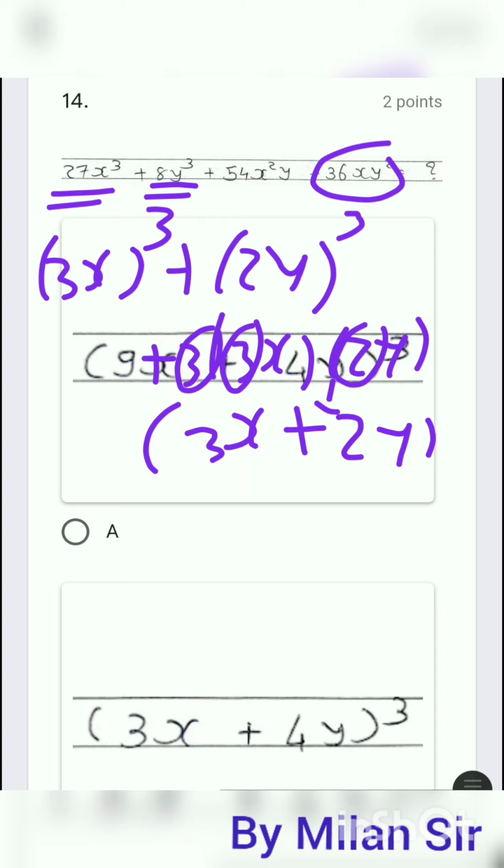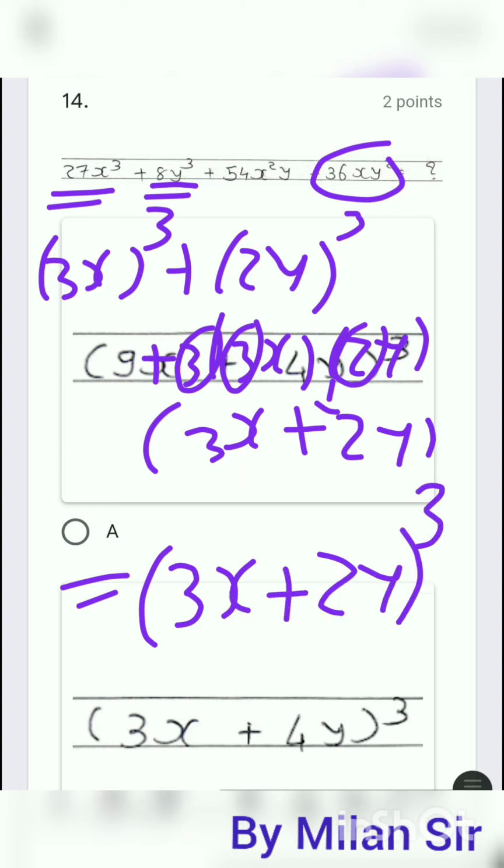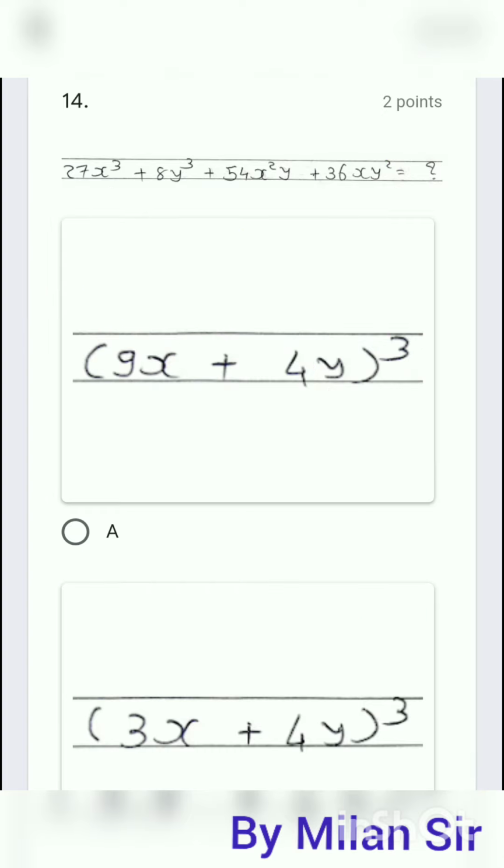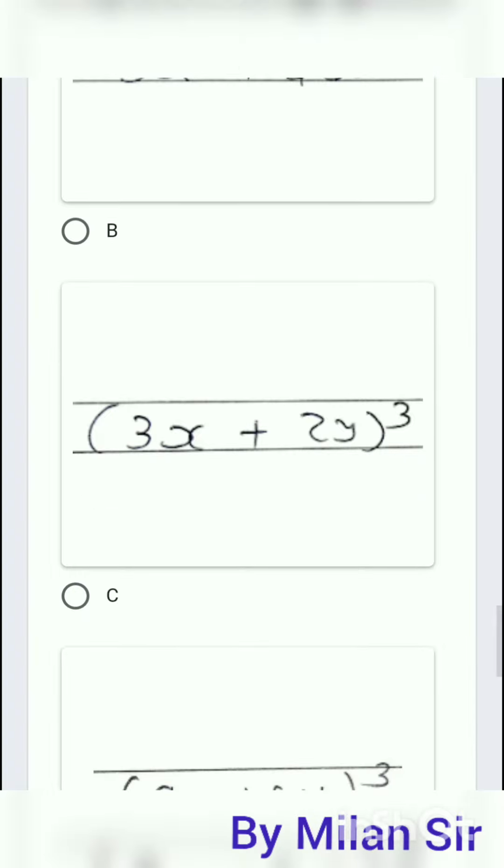Okay, so our setup is ready. So now we can write the identity. That means first bracket 3x plus second bracket 2y all cube. So the answer of this question is equal to (3x plus 2y) all cube. We need to form the identity. First of all we need to write in the form of identity, and then we can put the identity and write the formula. So (3x plus 2y) all cube, this is the correct answer.